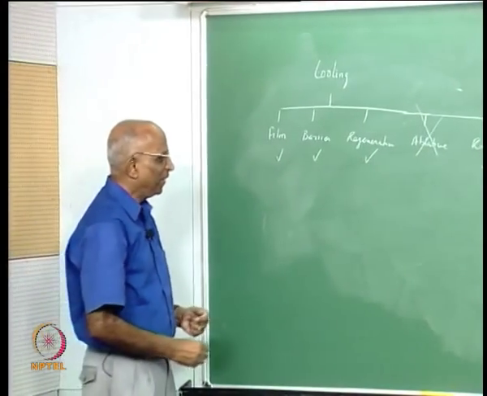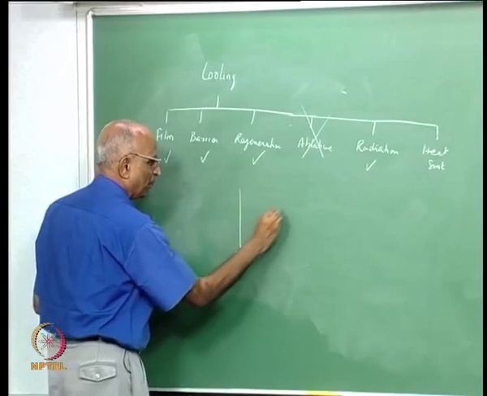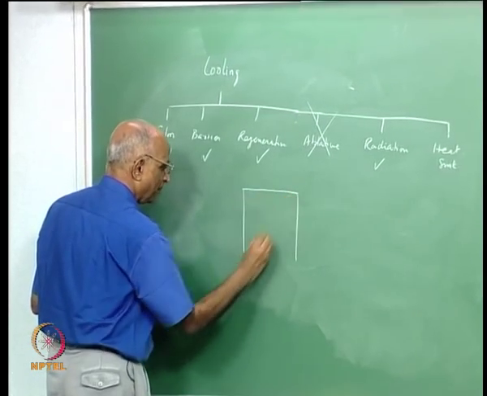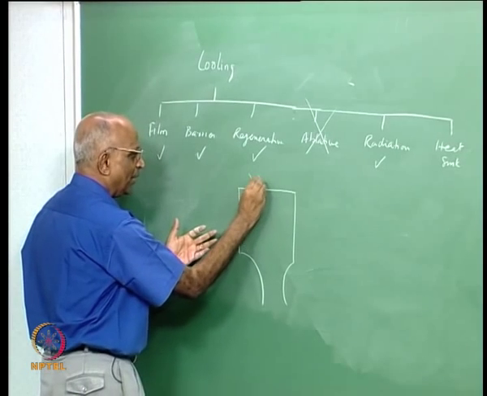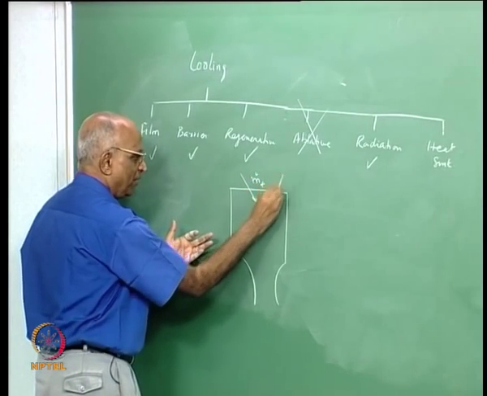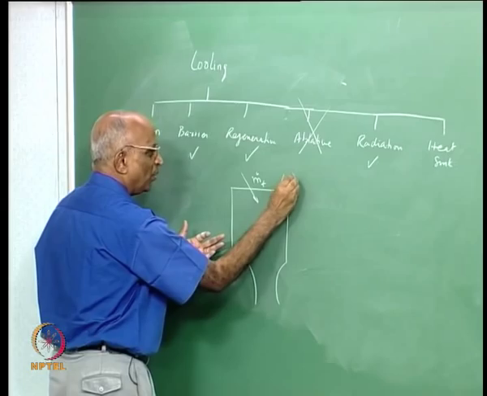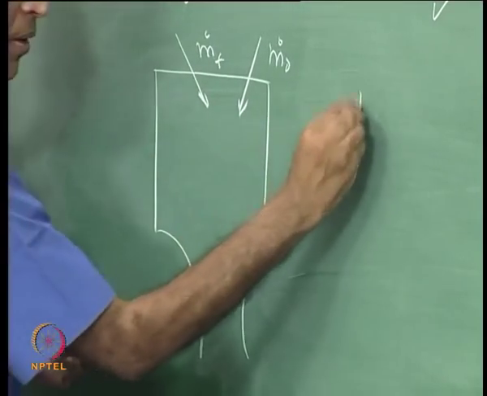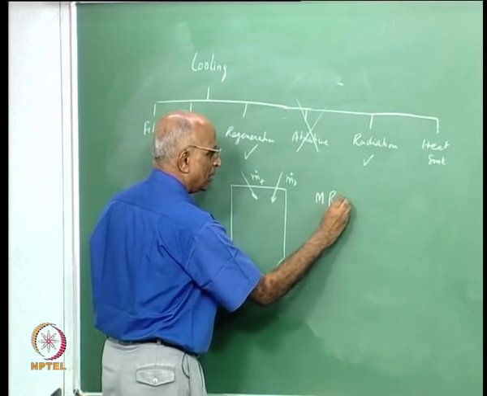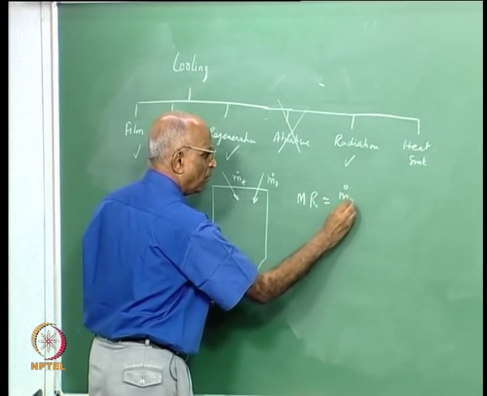Having said that, now what is the problem we have got into? We have got a chamber. Now, we are injecting fuel into it, M dot F. We are injecting oxidizer, M dot O, into the chamber. We thought that the mixture ratio in the chamber, MR, is equal to M dot O by M dot F.